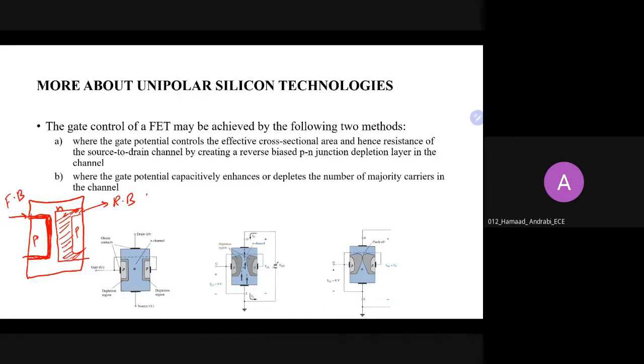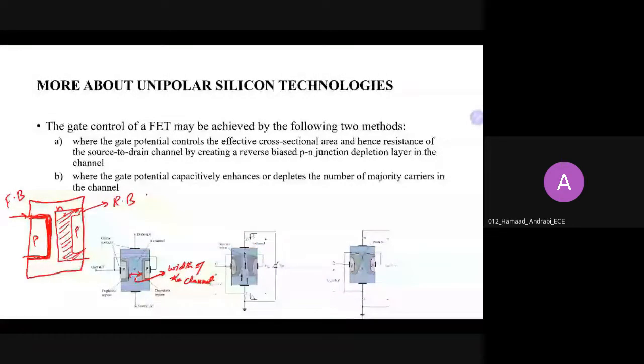So if we change the reverse bias on these depletion regions, what will we attain? We are basically controlling the width of the channel. तो channel में जो width है, हम reverse bias से उसको control कर सकते हैं in these devices. How are we going to control it? By changing the width of the depletion regions.